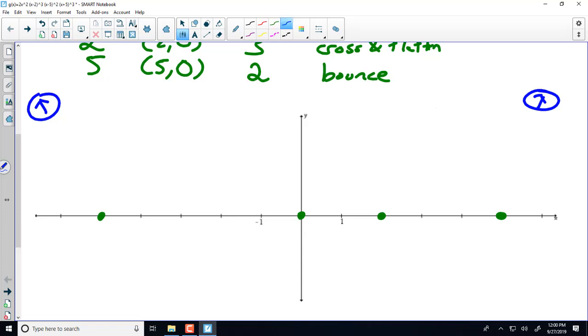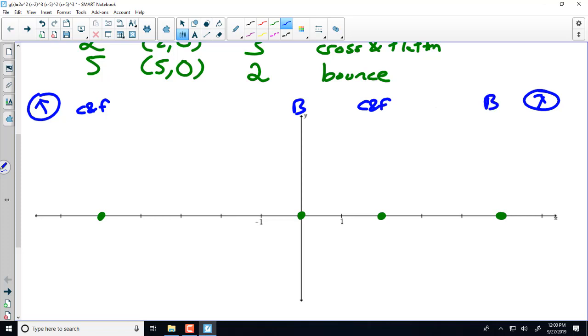Since this was a multiplicity of 3 at -5, I'm going to do a cross and flatten. And then the one at the origin, I'm going to do a bounce. And then the one at 2, I'm going to do a cross and flatten. And then the one at 5, I'm going to do another bounce.